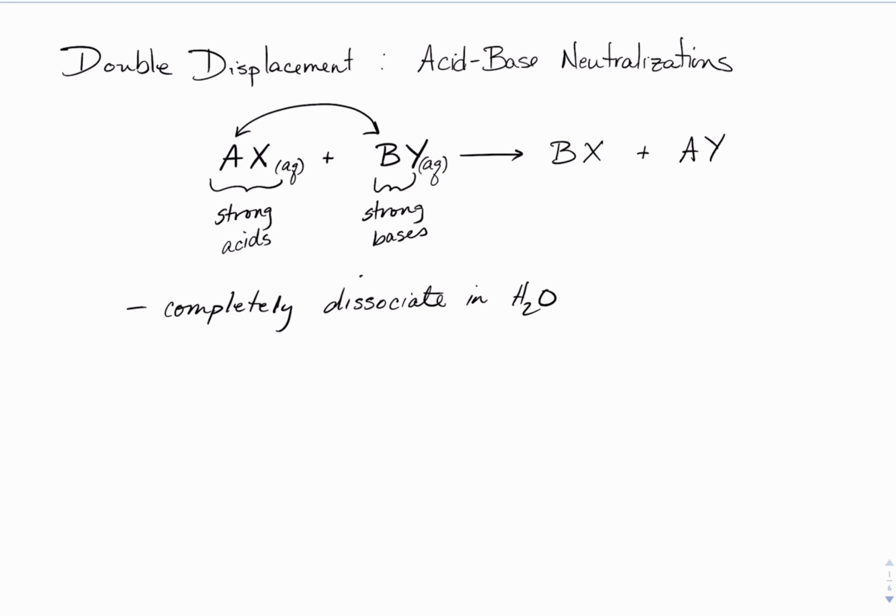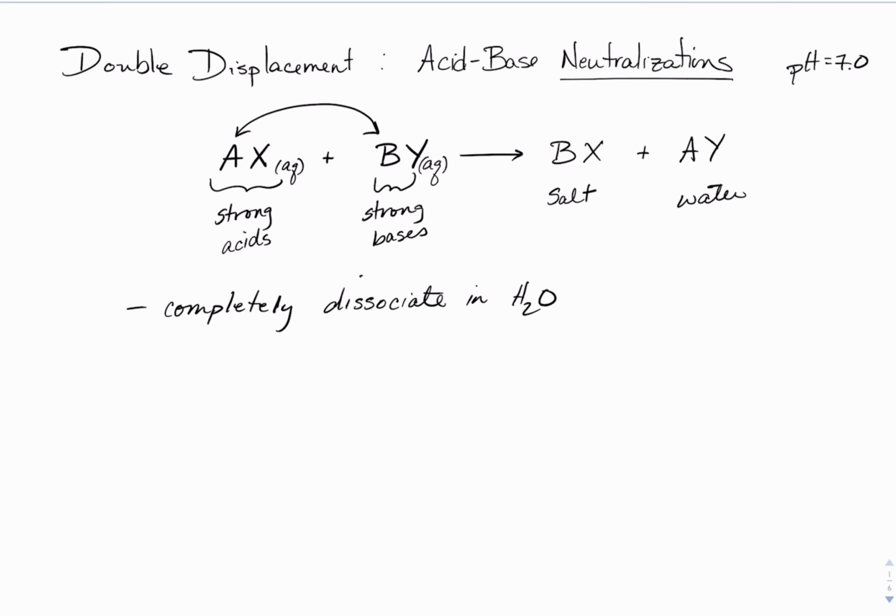in solution. The other part of the neutralization name is the fact that the two products that are created, the product compound with BX is considered a salt, and the product AY is always water. And when you take the pH of these products, they end up being a neutral pH, which is typically 7.